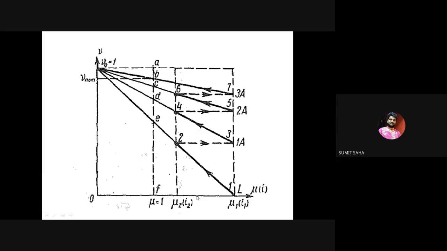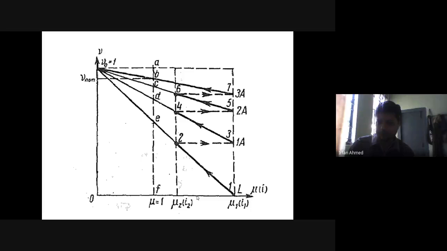Yes, sir. Yes or no? Only Sumit is saying yes, sir. So in the design problem, you assume the value of mu2 or I2, and then from that you find the number of external resistors and their values.